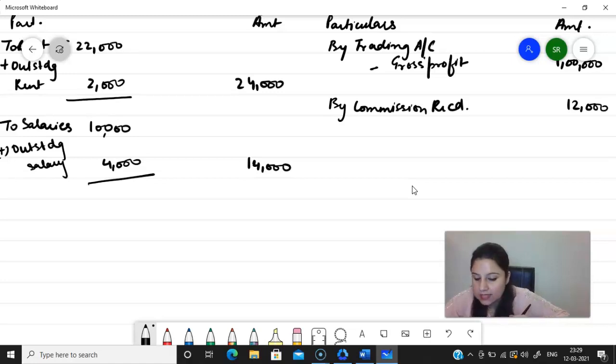And as it is written credit, that's how we come to know that it is an income for the business. And had it been written that commission paid, it would become an expense, which would be recorded on the debit side of the P&L account.